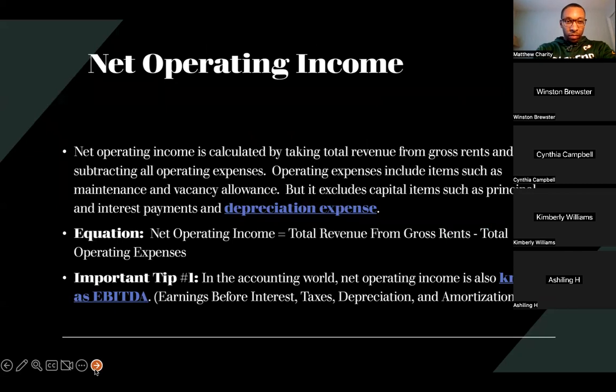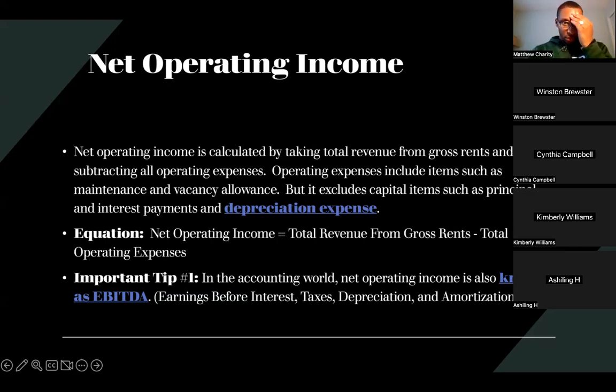NOI is net operating income, and that is where you take your total revenue from gross rents and you subtract all operating expenses. These include everything: maintenance, allowance, vacancies. But it does not include capital items like principal and interest payments and depreciation. So net operating income is different from cash flow, right? Because your cash flow is just basic, take what you brought in minus what you paid, that's your cash flow, but it's not your NOI. The equation here is your total revenue from gross rents minus your total operating expenses. But again, we're not putting in principal, interest, and depreciation.